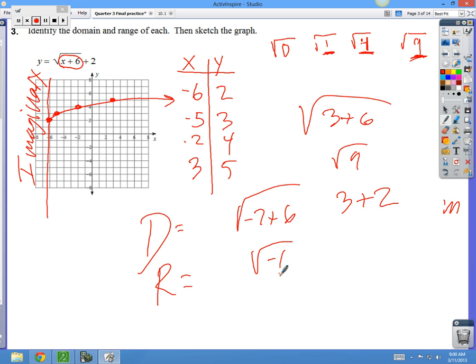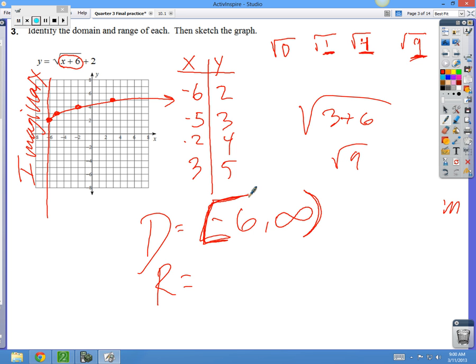So, let's talk about domain and range. What is the domain? Domain is left and right. What is the very farthest left you can go? Cannot go any further left than negative 6. What's the farthest right this is going to go? It's going to go all the way to infinity. But you can never include infinity, so parentheses. But do we include negative 6? If you include negative 6, put a bracket.